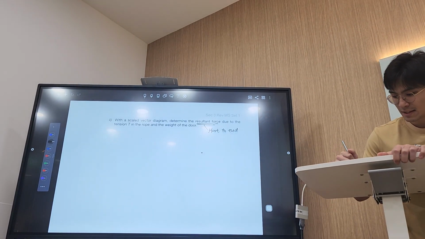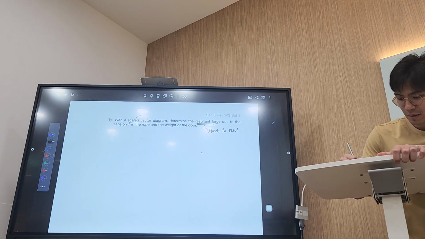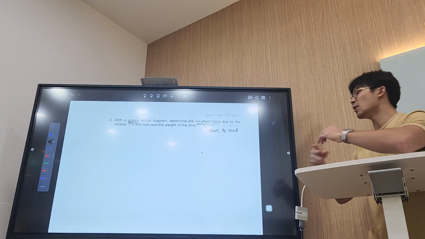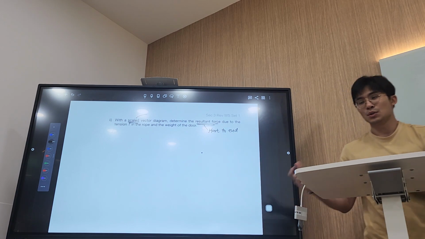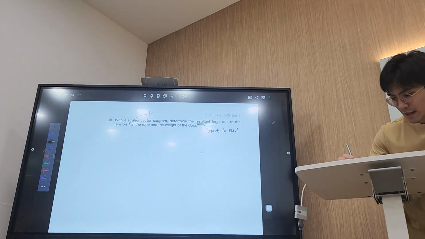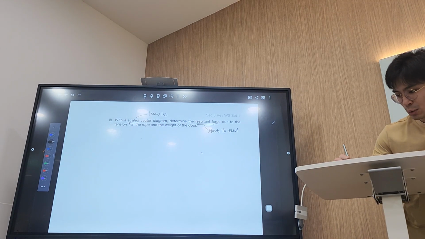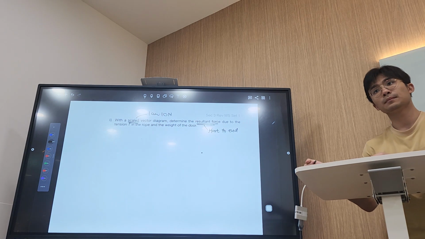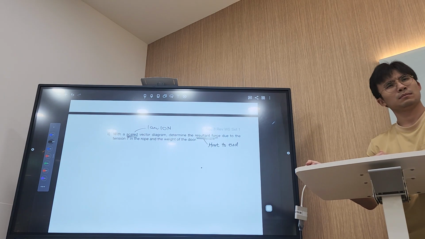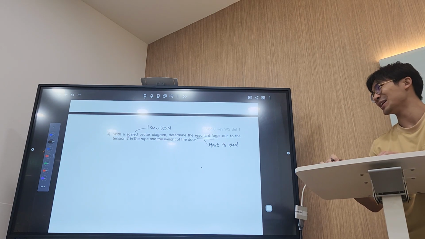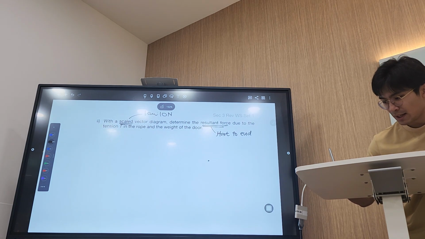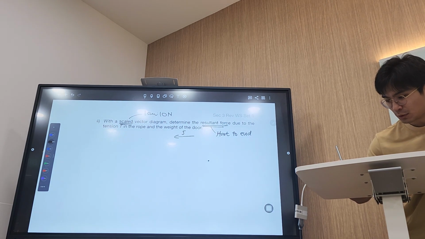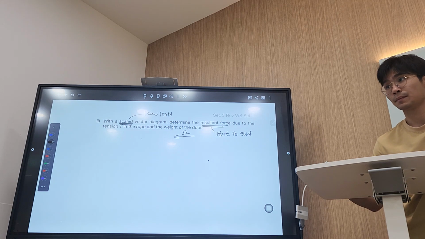Before that I need a scale vector diagram. I cannot draw 52 cm and 148 cm, as the paper's not that big. So you have to set a scale, maybe 1 cm to 10 newtons, for example. 1 cm to 10 newtons means what? The T first, T remember is 52 in this direction, correct?